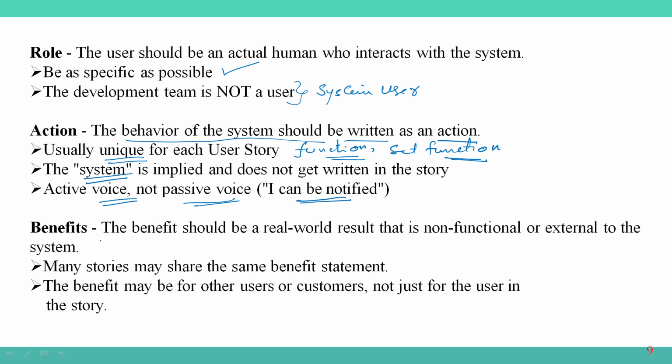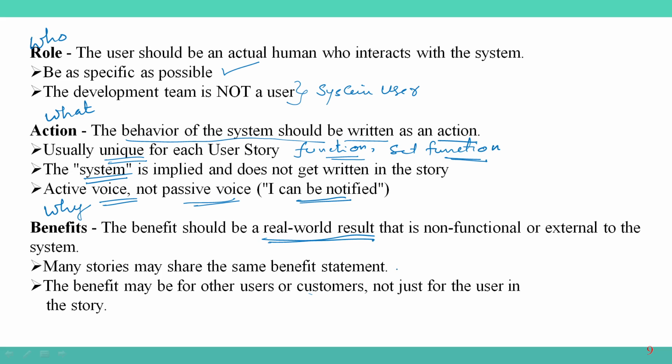The process is like this: this is who, this is what, and the last one is why. The benefit should be a real-world result that is non-functional or external to the system. So for any behavior, why you need it, its benefit should be a real-world result. When you are executing this particular action, what will be the result should be explained.